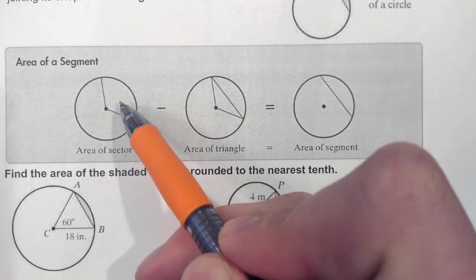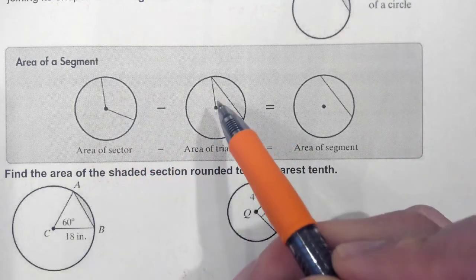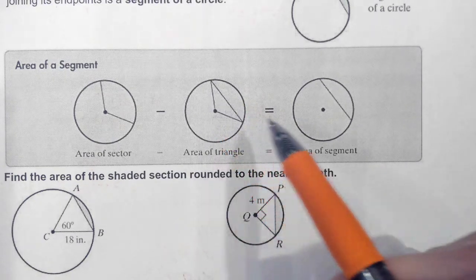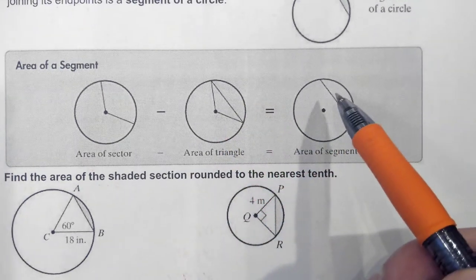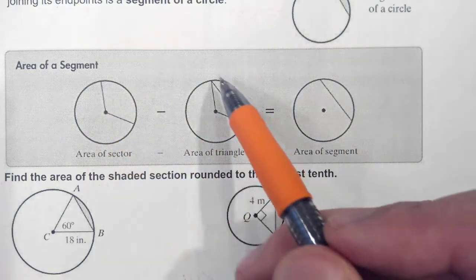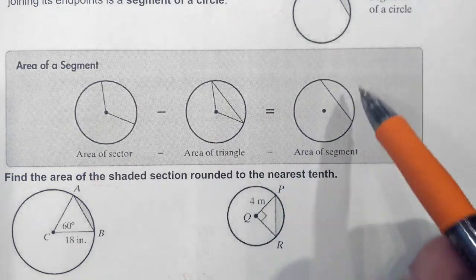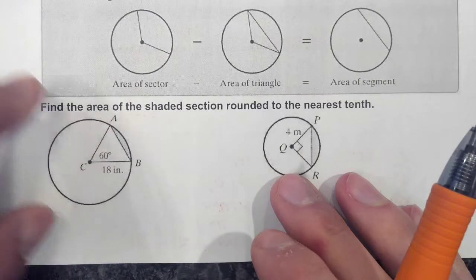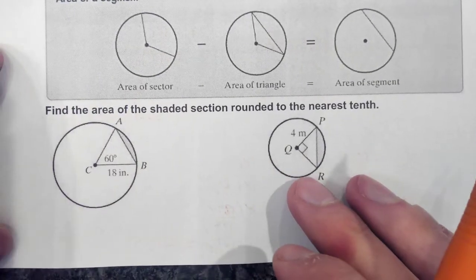You have to find the area of the sector, then subtract the area of the triangle that you would create with that sector, and that's going to leave over the area of that segment. So if you look at the picture, if you take that whole piece and subtract that triangle, that's going to leave you with that little area there. So that's the process you have to do. These ones take a little bit more work, but they're not too bad.